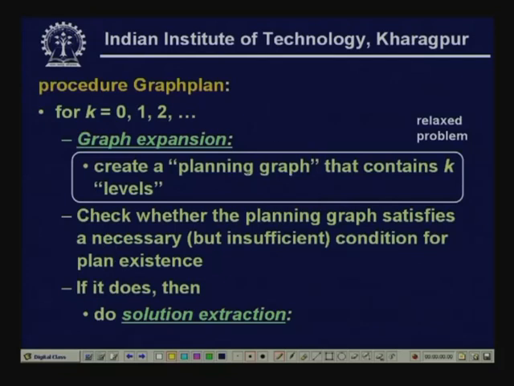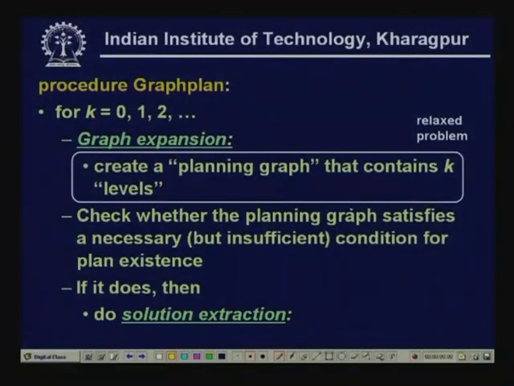That is, this planning graph that we get incorporates some of the constraints of the problem that we have, but not necessarily all the constraints. So, this planning graph is a solution to the relaxed problem, and the actual plan will be a subgraph of this planning graph.